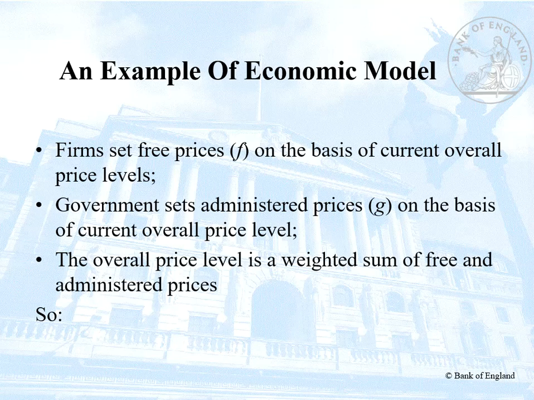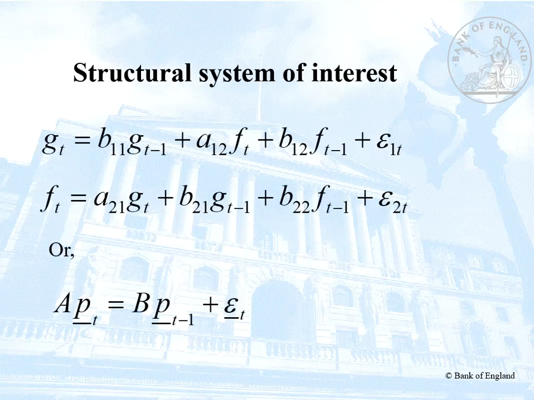Okay, now we will continue to talk about the VAR model. So here is an example of the economic model. What we can observe is that firms set free prices on the basis of current overall price levels, and the government sets administered prices G on the basis of current overall price level. The overall price level is the weighted sum of free and administered prices. So we can structure this kind of econometric model.